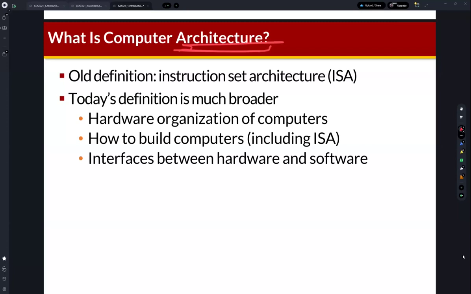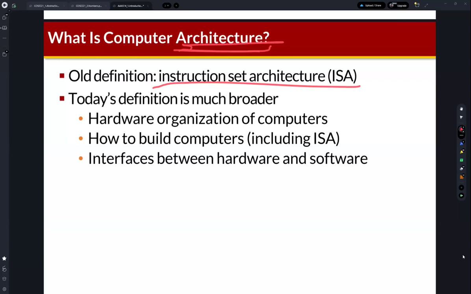So what is computer architecture? I believe if you took the undergraduate computer architecture course, it covered the instruction set architecture, called ISA. I believe everyone in this classroom knows about the ISA, because the prerequisite of this course is the undergraduate computer architecture course. The old definition of computer architecture is just instruction set architecture, which means it focused on building efficient instruction sets for hardware and software.